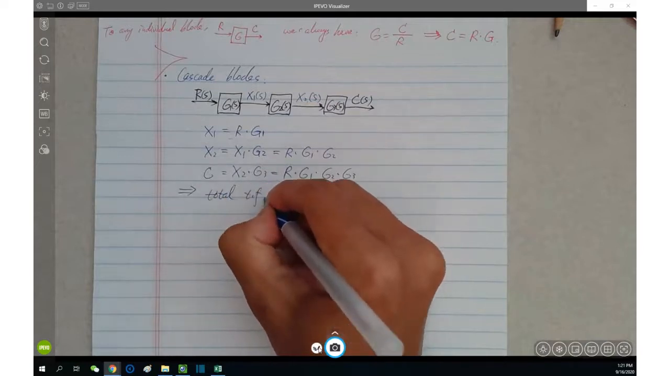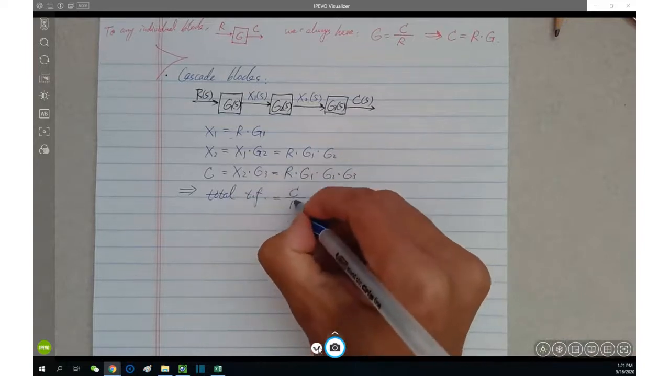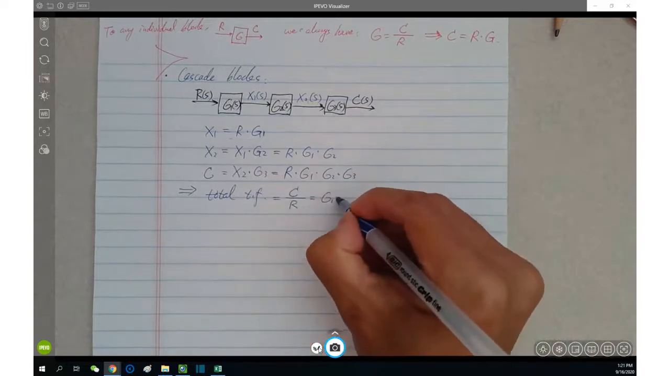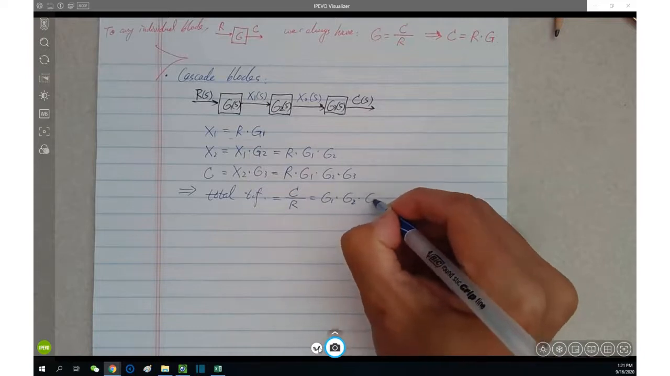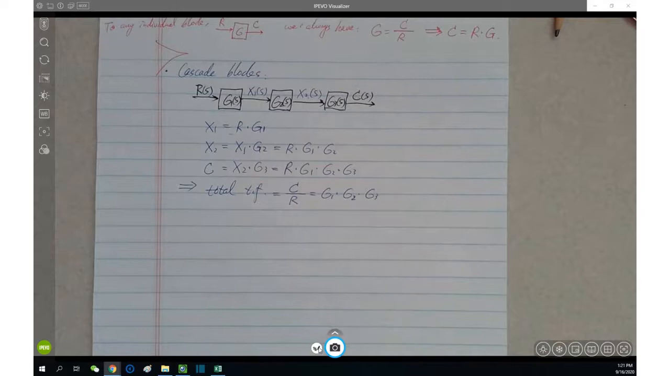From which you can derive easily the total transfer function of the cascade blocks, just equals to, once again, C over R equals the product among all of the individual blocks' transfer functions. Does it make sense? Exactly the same result as we had back in the electronic circuit class. Remember, cascade amplifier, what is the total gain? Product among all of the individual gains. Remember, not sum, but product. Okay.